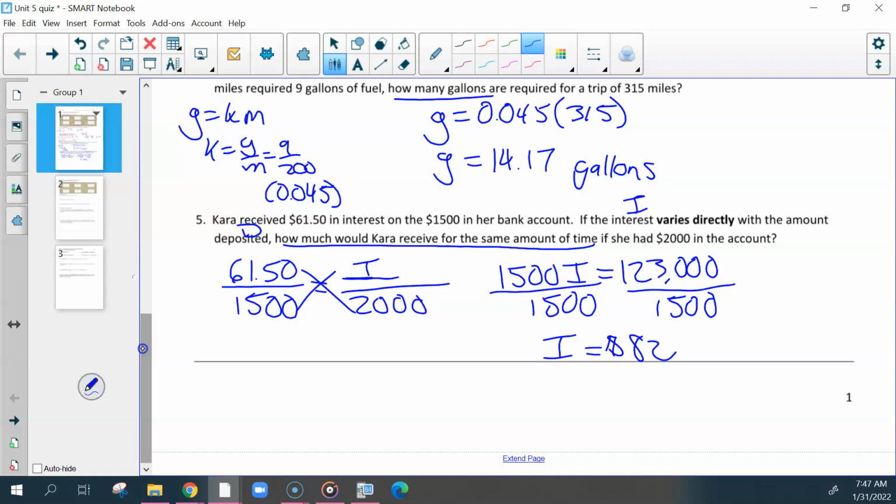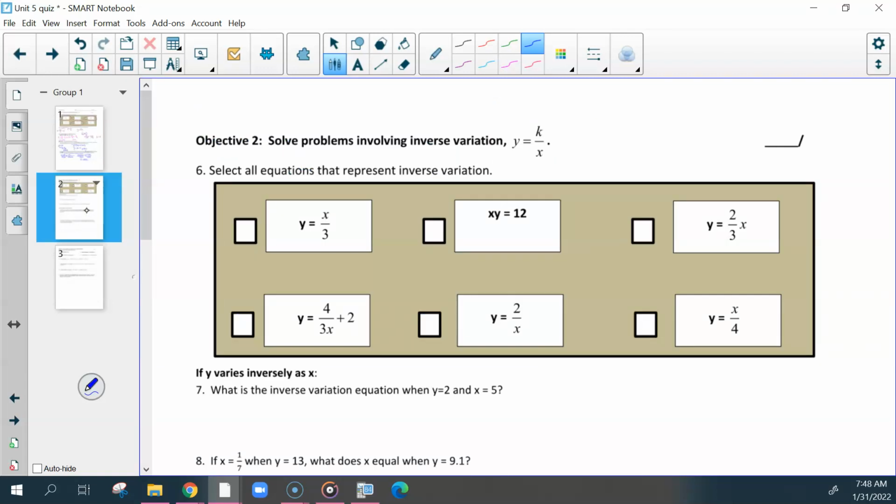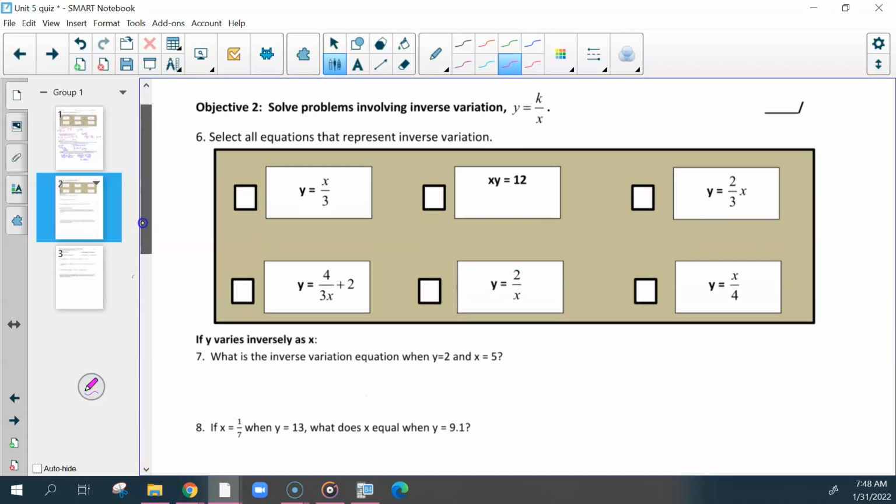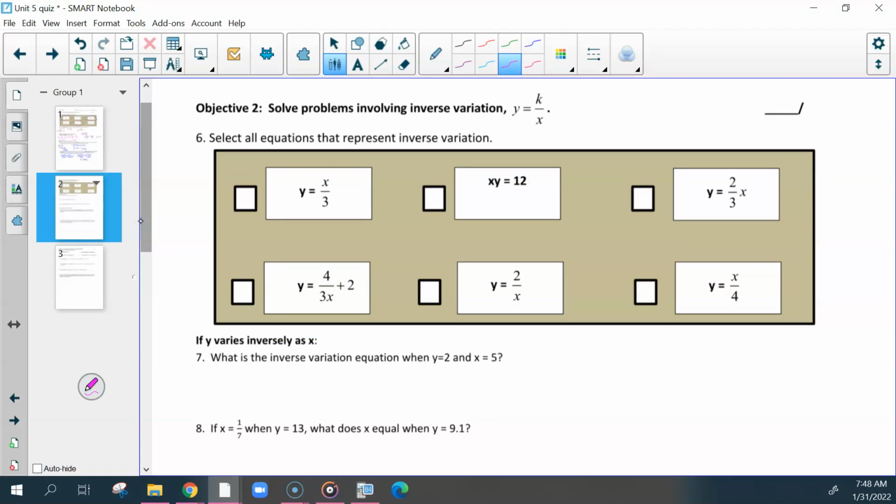Do we have any questions in general on direct variation? Moving to inverse. If you need to go back to any, let me know. Same thing, we needed to find which of these were inverse. Remember that your inverse looks like this, so if you're not sure which of these are that, you have a calculator. Put these into your calculator, see which ones do this.